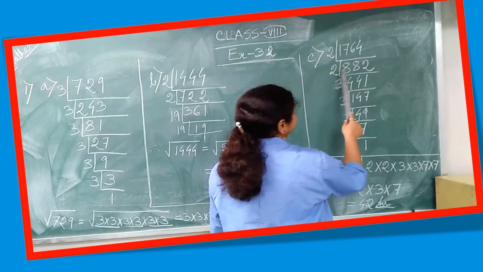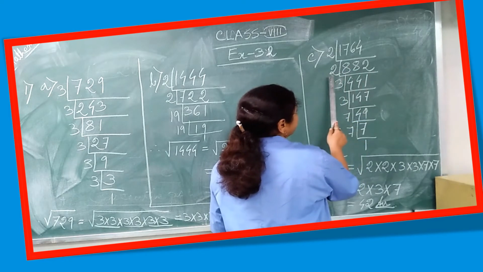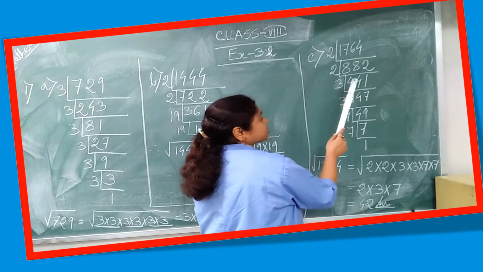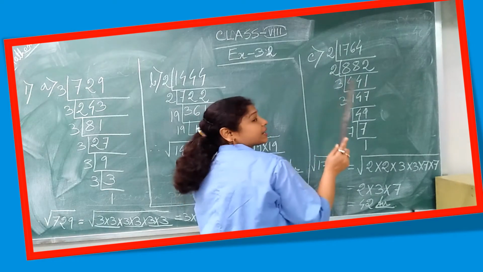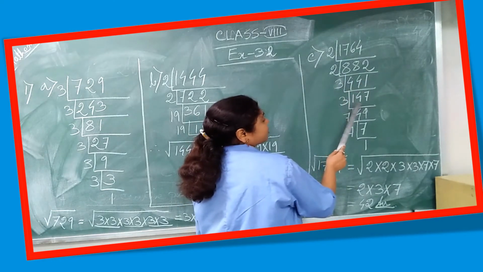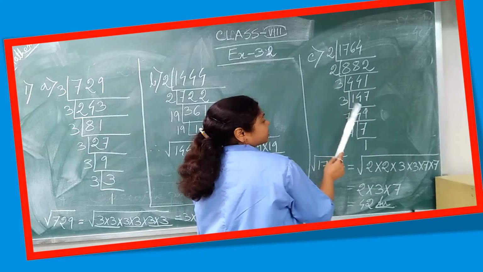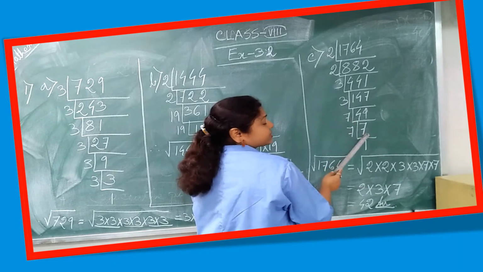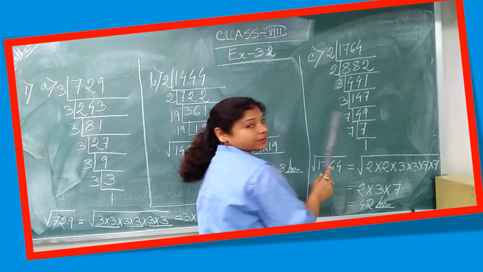1764 divided by 2, it's coming 882. Again by 2, it's coming 441. Again by 3, because 4 plus 4 is 8, 8 plus 1 is 9. So by 3 it is coming 147. Again by 3 it is coming 49. Again by 7 into 7. And 7 sevens are 49, and by 7 it is coming 1.